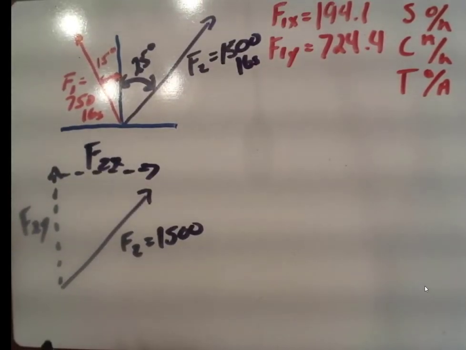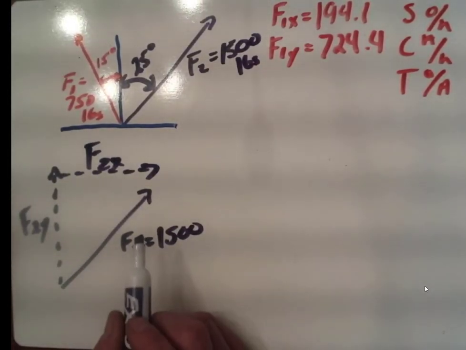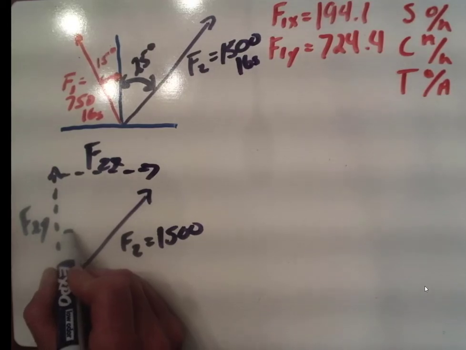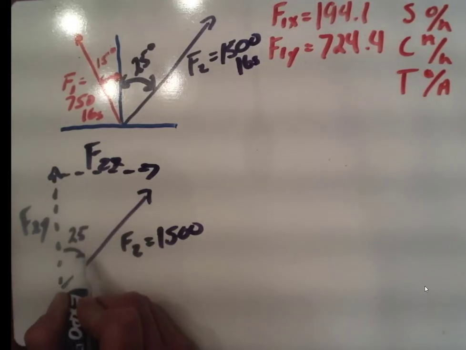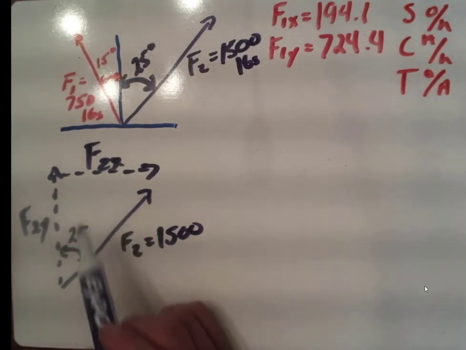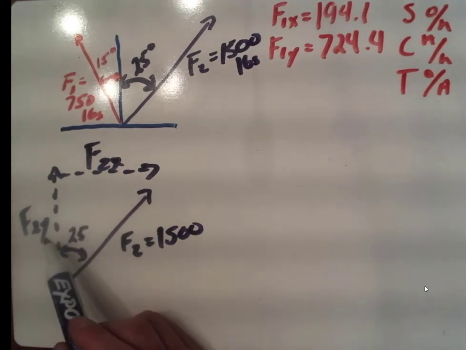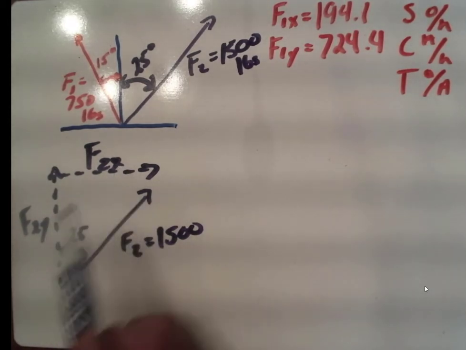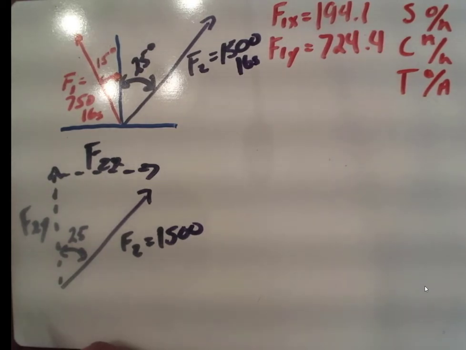All right, so we're back. Here's a free body diagram. Force 2 acting at 25 degrees clockwise from the positive y-axis. Force 2 equals 1,500 pounds. And we have broken out force 2 sub y and force 2 sub x. Now that we've broken those out, we can solve for the component forces on these.